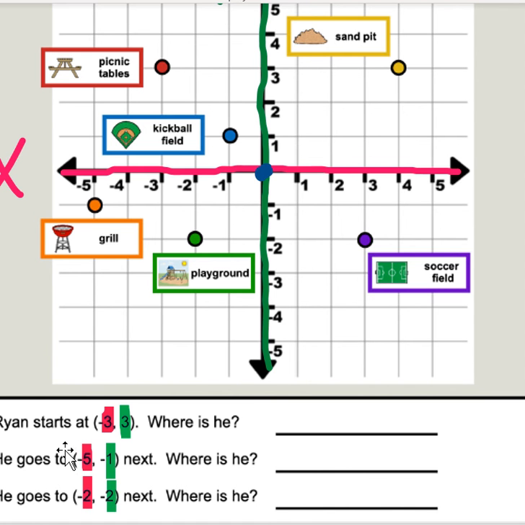Now, it says Ryan starts at -3. So that means we're going to go first to the left because it's negative. So let's count over -3. 1, 2, 3. So we're here, we're on the x-axis, we're at -3. But then it says Ryan goes to 3 on the y-axis. So we know that the y-axis is the green.